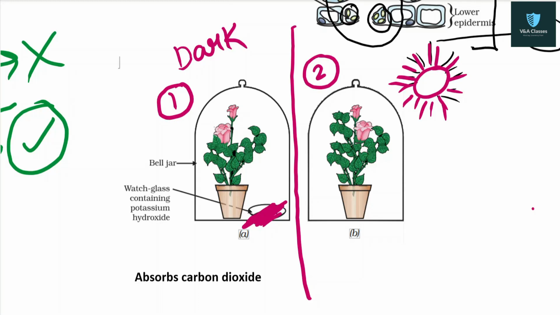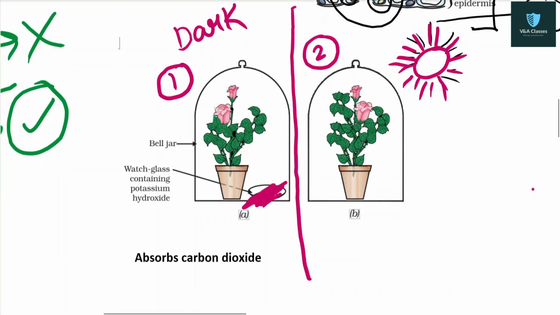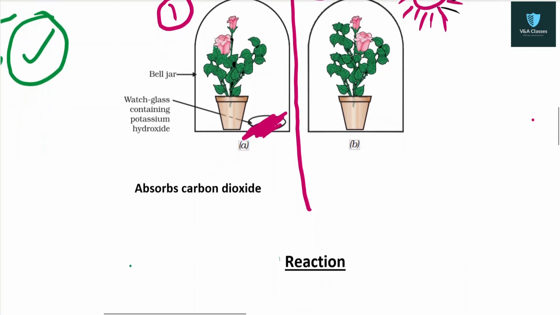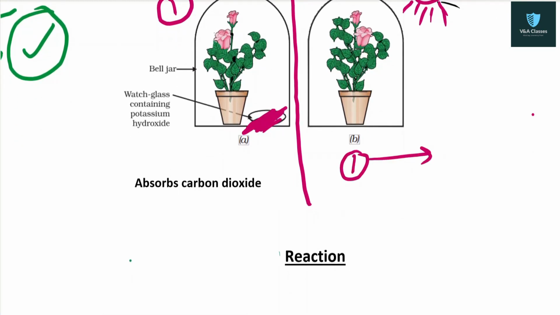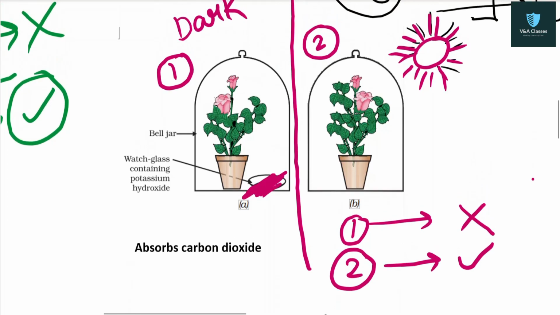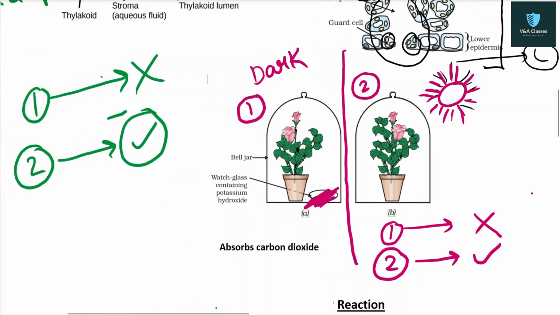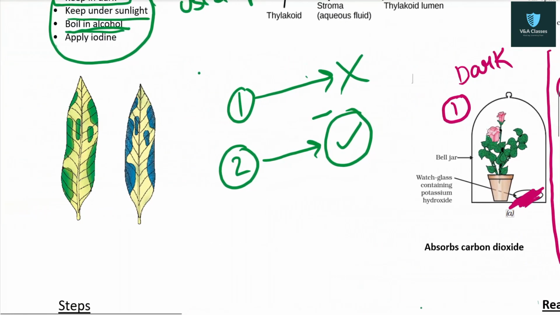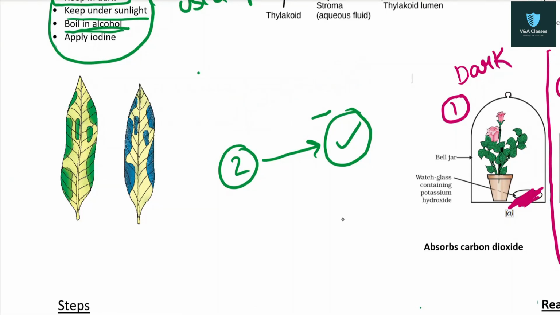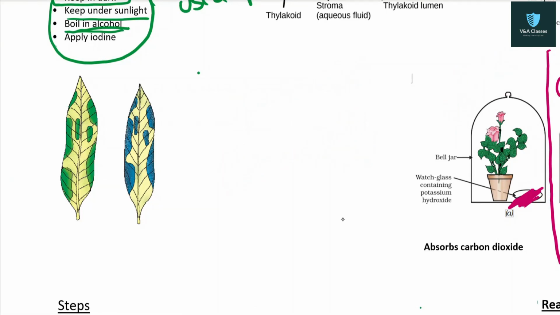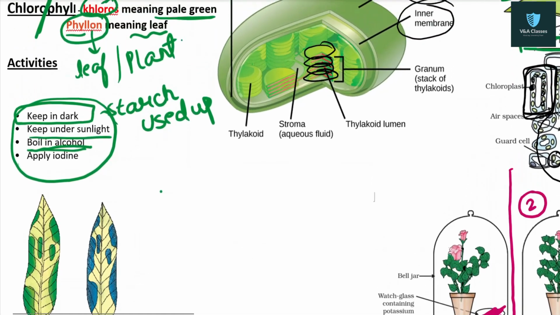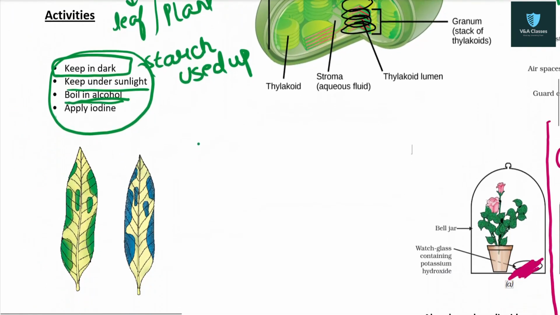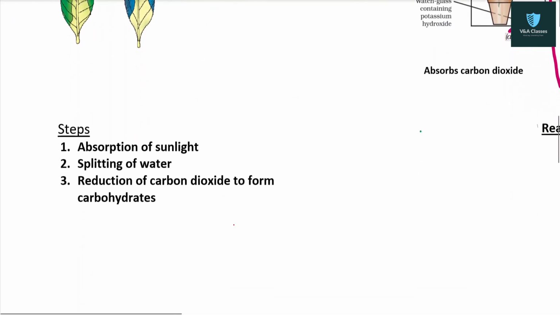So after some time, when we take one leaf from both the plants, boil those leaves and stain them with iodine, leaves of plant 1 will not get stained, whereas leaves of plant 2 will get stained. Okay, so these are the three activities by which we can tell the importance of raw materials which are required for photosynthesis. Now let's look at what are the actual steps which are involved in this process of photosynthesis.